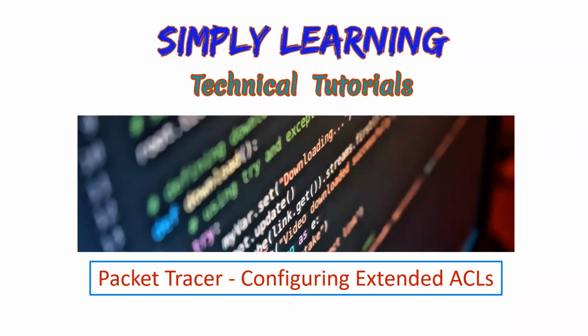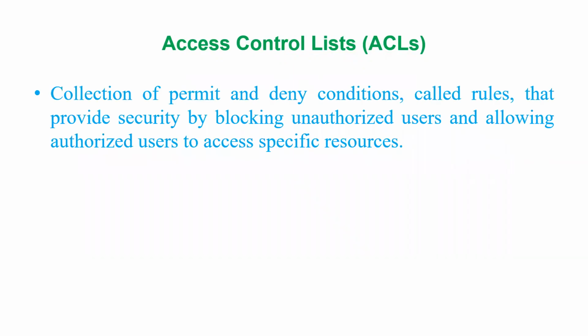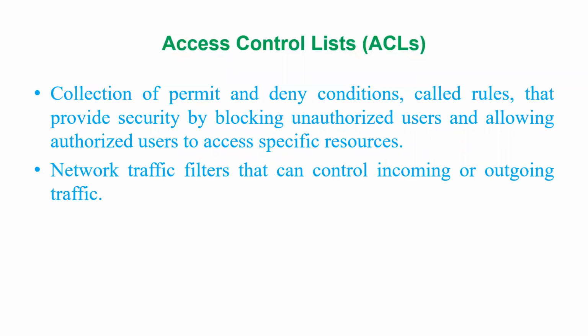Hello friends, today we'll see how to configure extended ACLs using Packet Tracer. ACLs are access control lists. These ACLs are a collection of permit and deny conditions. We can call them rules. Those rules provide security by blocking unauthorized users and allowing authorized users to access specific resources.